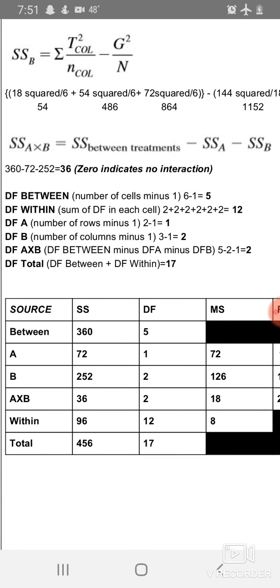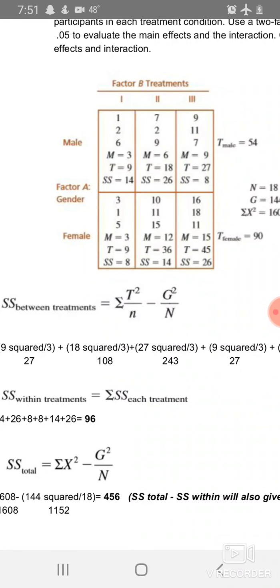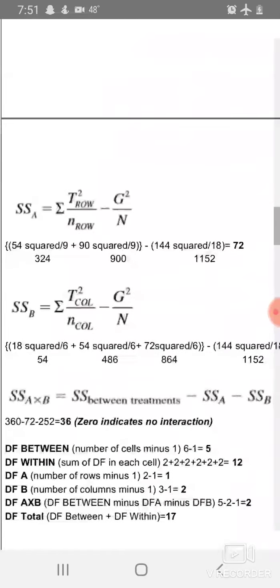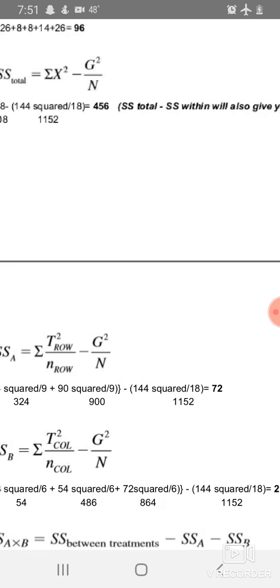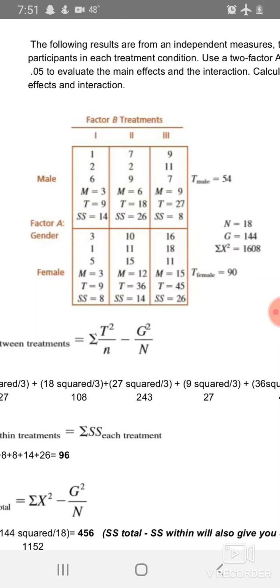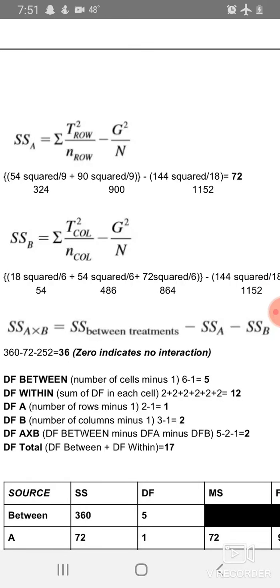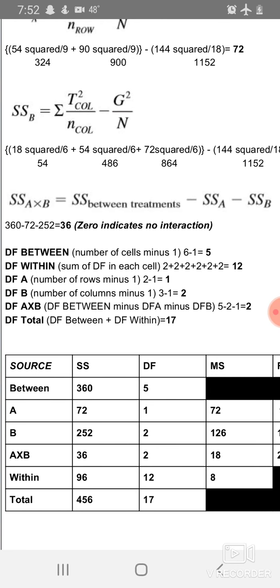dfa is the number of rows minus 1. There are 2 levels of the row factor A, male and female, so 2 minus 1 equals 1. dfb is the number of columns minus 1. So you have 3 factors in the column section, factor 1, factor 2, and factor 3. So 3 minus 1 equals 2. That is how you get dfb.